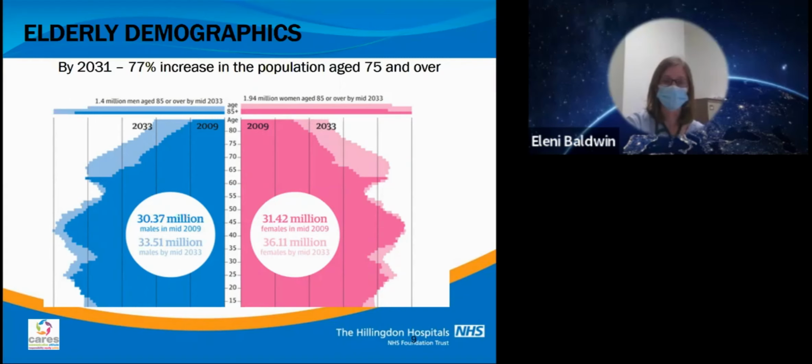So this is a 15-year-old and this is an 80-year-old. And you can see as you follow around, there's a small increase in the younger adults, but you have this massive increase when you start looking at the over 65s, with females predicted to go up from 31.42 million to 36.1 million, and males from 30.37 million to 33.51 million.